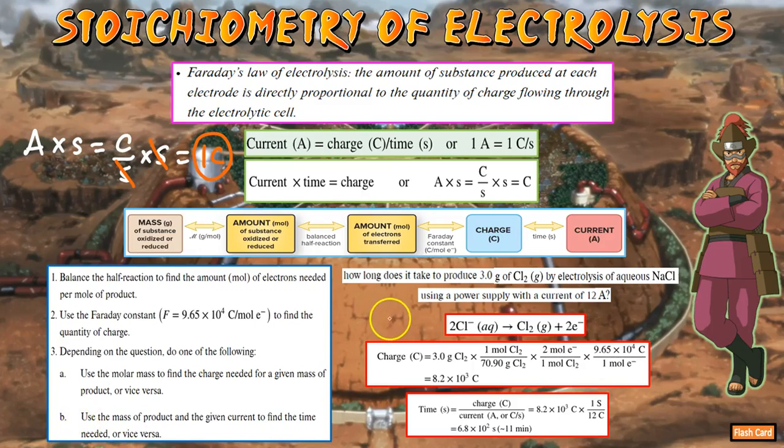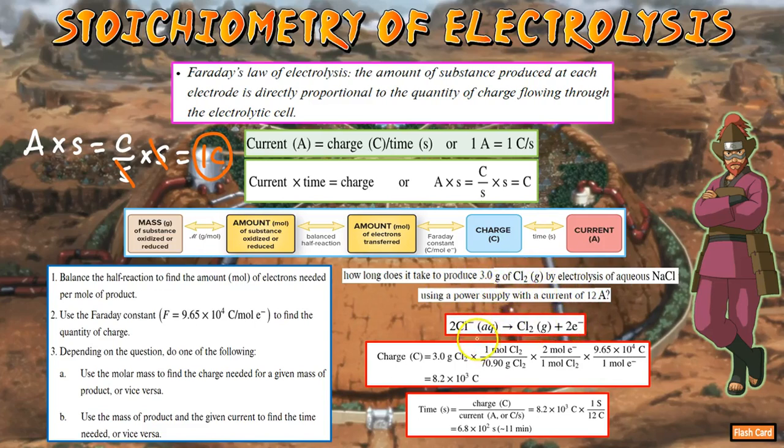Let's go ahead and get into a mini example. How long does it take to produce 3 grams of CO2 gas by electrolysis of aqueous NaCl using a power supply with a current of 12 amperes? We already know we're dealing with an electrolytic cell. We have electrolysis, and it's giving us a power supply because we're dealing with a non-spontaneous redox reaction. We're dealing with an aqueous NaCl solution, but they want us to focus on the production of 3 grams of CO2.